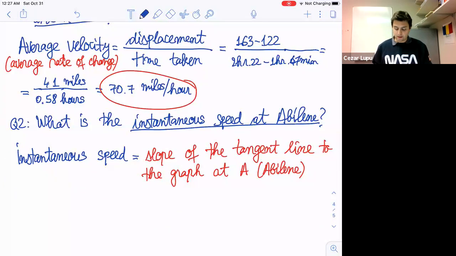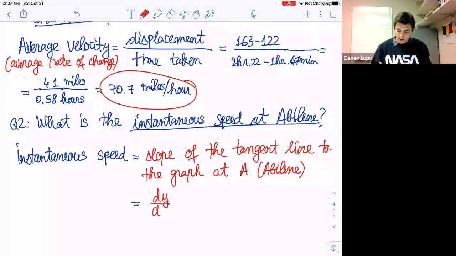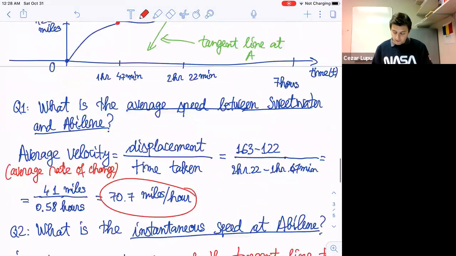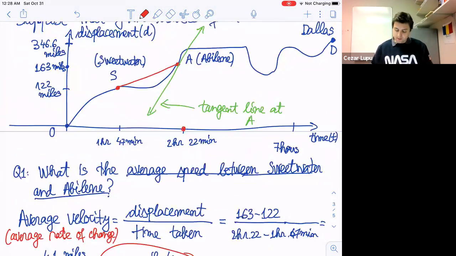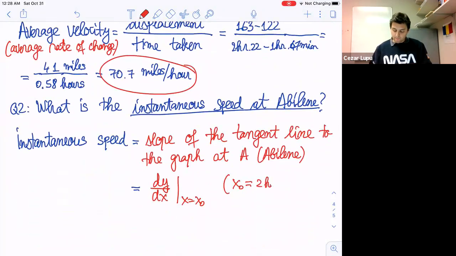So guess what? This will be nothing else than dy over dx at the point x equals x naught, at the time where I reach Abilene. So what is the time? In our case, x naught will be, let's look at the graph, where do we have Abilene? Look here. x naught will be 2 hours and 22 minutes. Right?